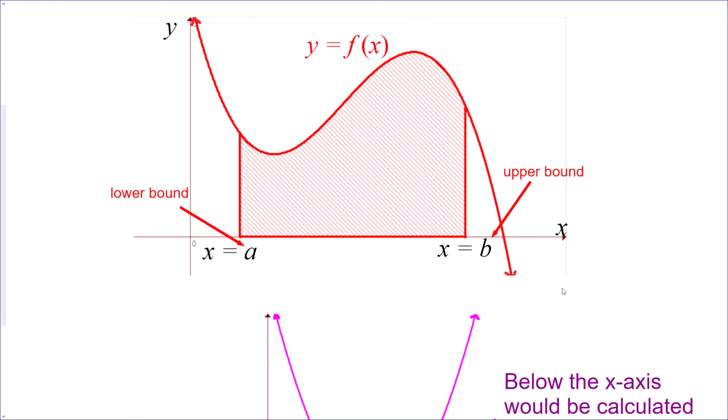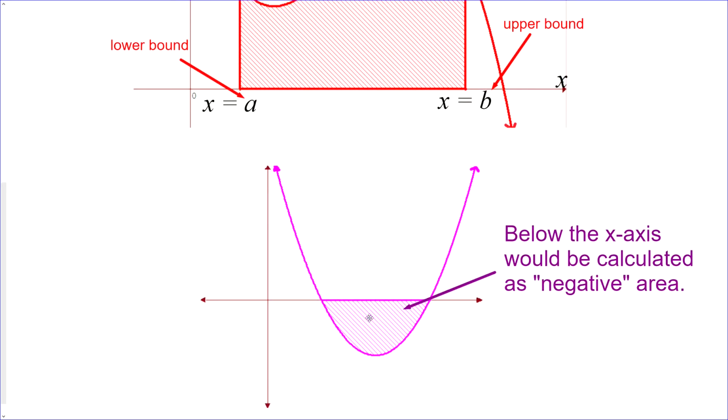Now, if the function is below the x-axis, then it's still between the x-axis and the function, but this will come out calculated as negative area. And if we want to consider a positive area, we'll have to correct for that.